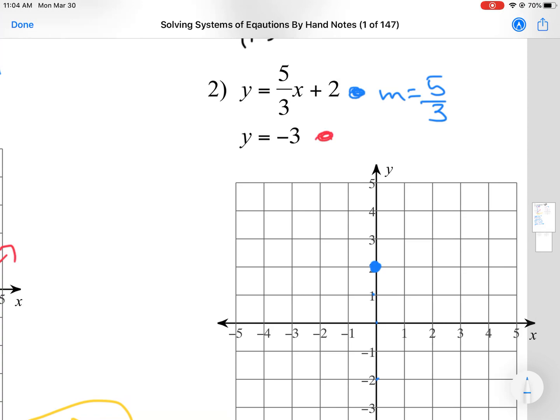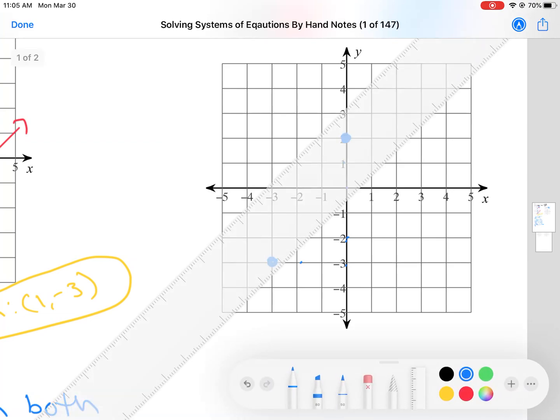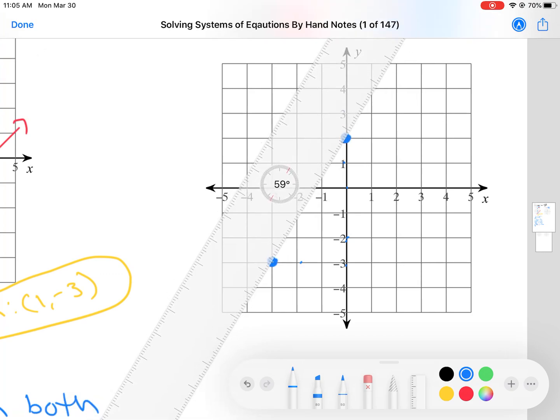But you'll notice on this graph, I can't go up 5 and I can't go right 3 because that will go off the graph. So instead of going up 5, right 3, let's go down 5 and left 3, because that is the opposite. And we're just doing that so we can get both points on the graph. 1, 2, 3, 4, 5. 1, 2, 3. Sound good? So I got my 2 points there.